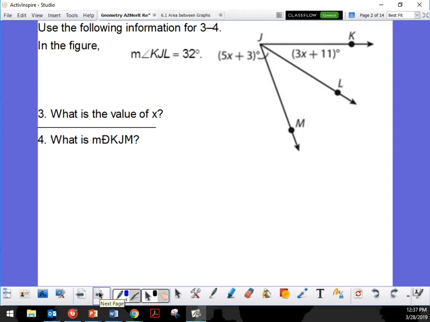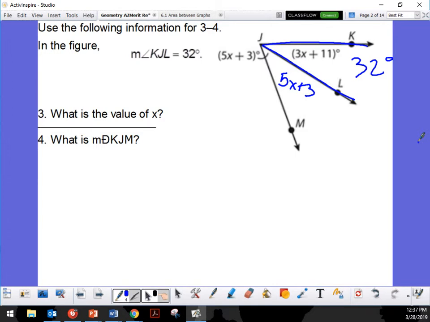All right, use the following information for this. We had a problem like this on the AZMerit review, the practice test. You guys are actually seeing some of these that have been doing the Khan Academy. So for this, we're going to have angle KJL is 32 degrees. This piece right here is going to be this. So this is 5x plus 3.